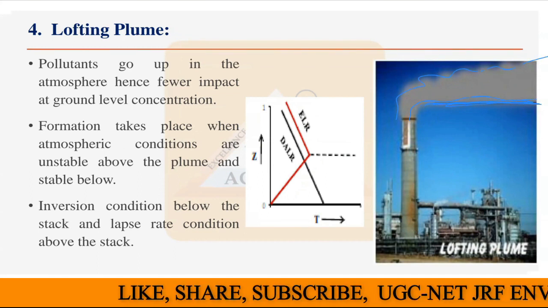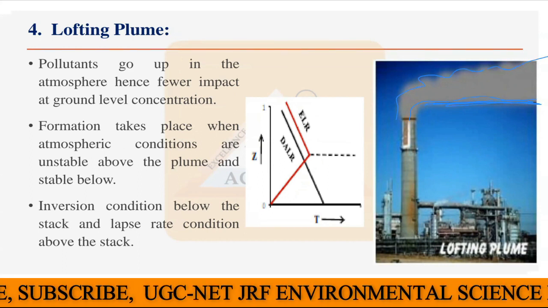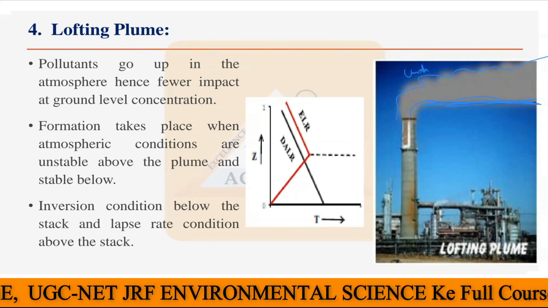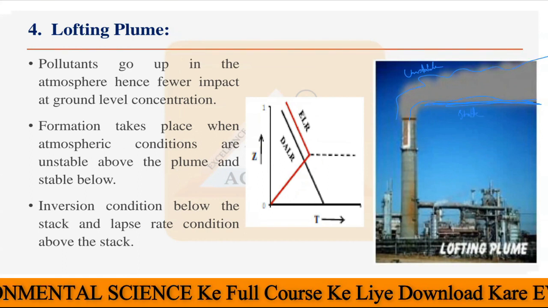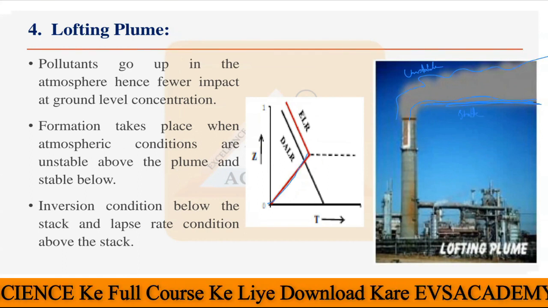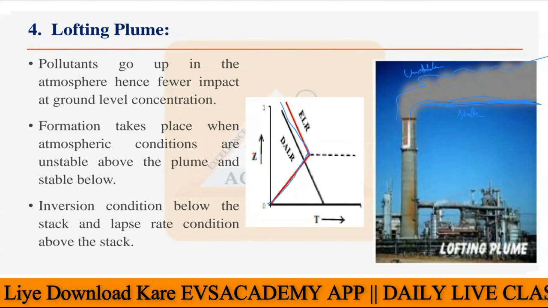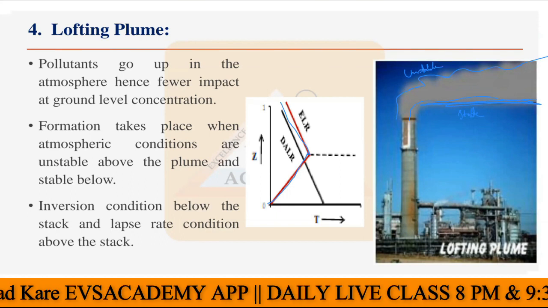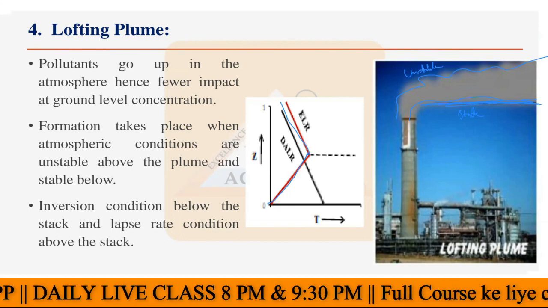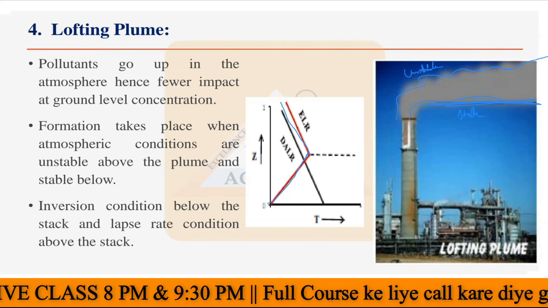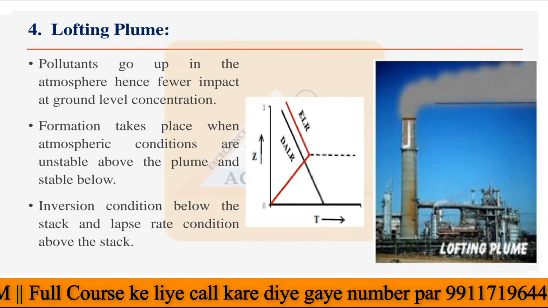The formation takes place when atmospheric conditions are unstable above the plume. So here there is an unstable condition which we want, and this is the stable condition or inversion condition. So there was inversion in the lower layer. After just that height, again normal ELR is there, lapse rate is there. So inversion conditions below the stack and lapse rate condition above the stack is found here in the lofting plume. So this is the graph of the lofting plume that you have to remember.